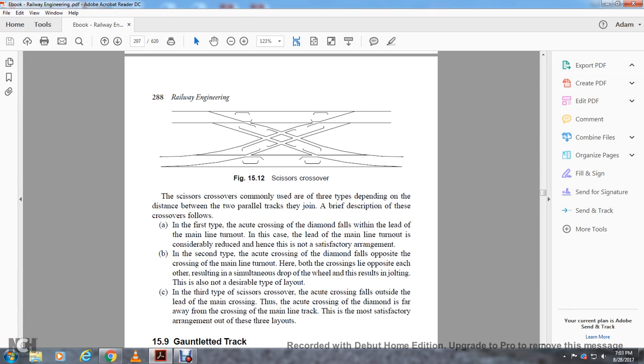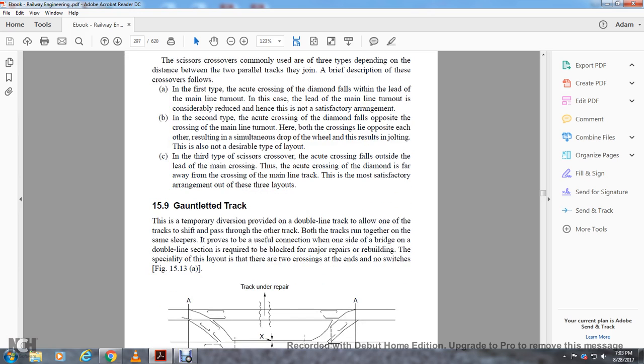In the third type, the acute crossing falls out with the lead of the main crossing, placing the diamond as far away from the mainline track crossing. This is the most satisfactory arrangement of the three layouts.